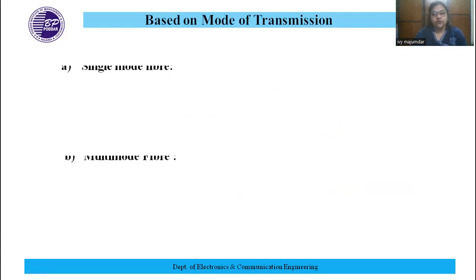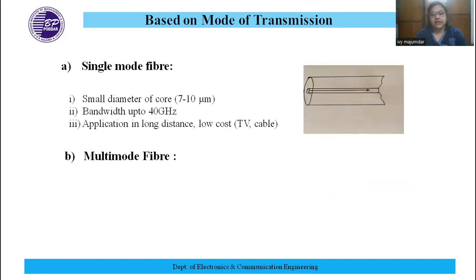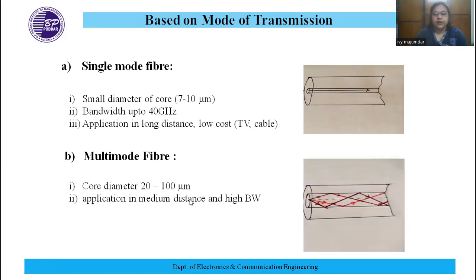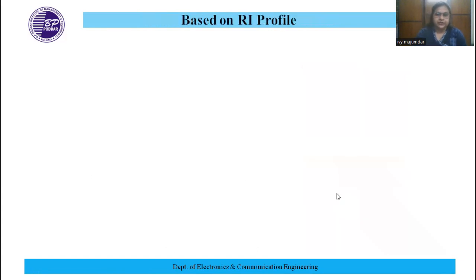Now, based on mode of transmission, it can be single mode fiber or multi-mode fiber. For single mode fiber, only one mode will pass through the core, probably along the axis. Hence, the diameter of the core is very narrow. For the multi-mode fiber, more than one mode will pass through the core. Hence, the diameter of the core is more than that of the single mode fiber. You can see their diameter and applications.